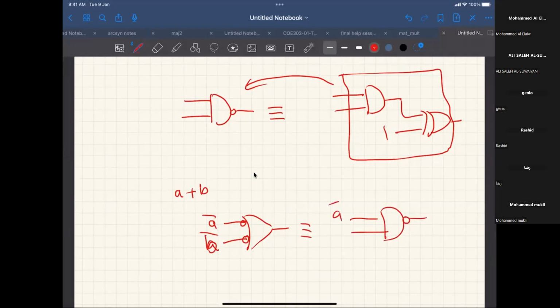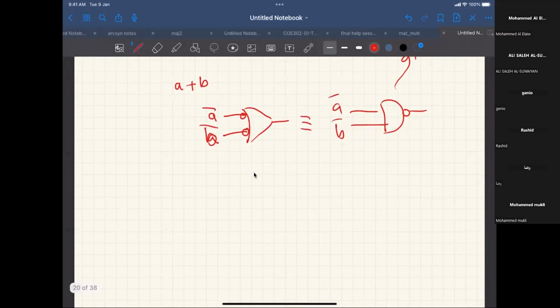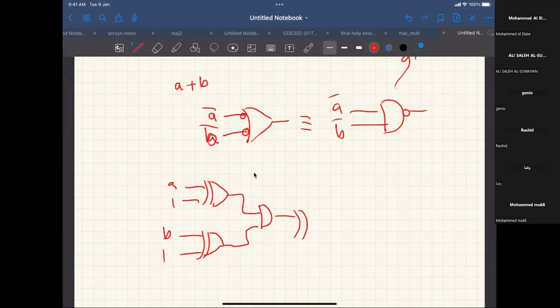A complement and then B complement. So if you want to use this set, then this is going to be A XORed with 1. This gives you A complement. And then B XORed with 1. This gives you B complement. And then you AND the two. And then you XOR that with a 1. This will give you A or B.